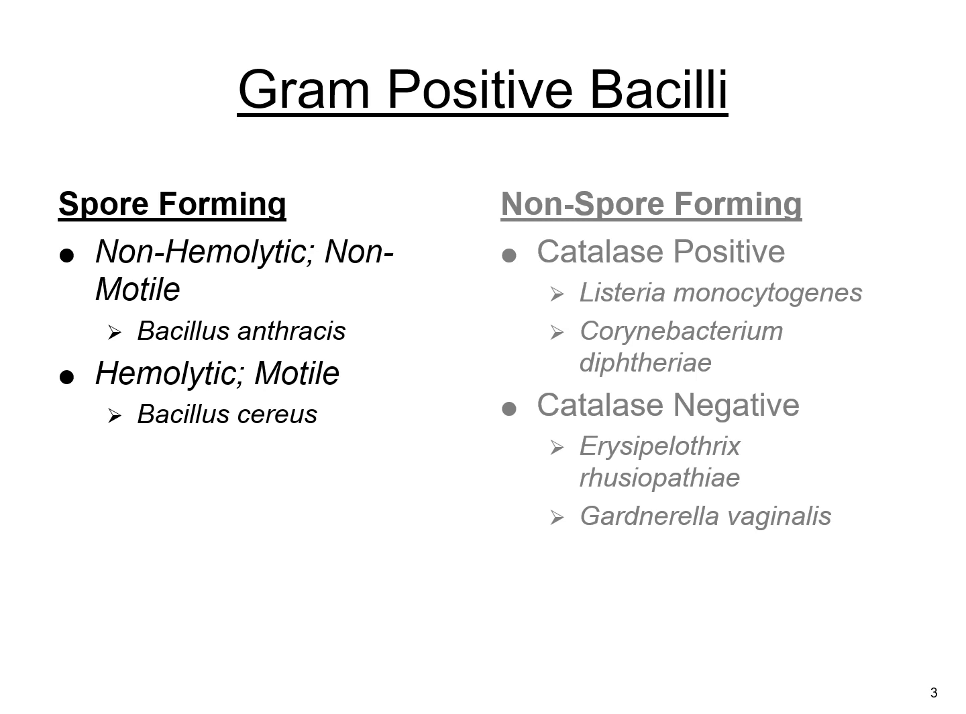First, what we'll talk about will be the spore-forming gram-positive bacilli. If you were to look at these on a microscope, they would have a spore within that bacilli. And within the spore-forming bacilli, they are divided out into non-hemolytic and non-motile, and hemolytic and motile.